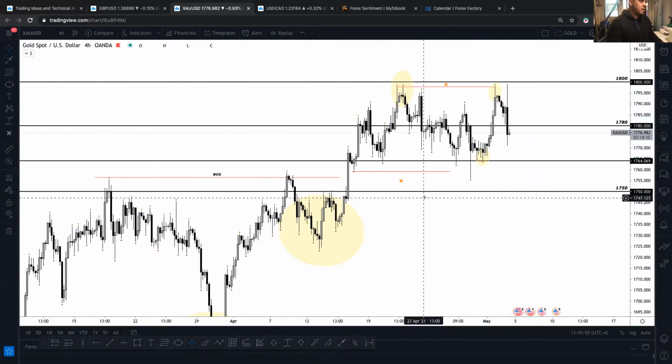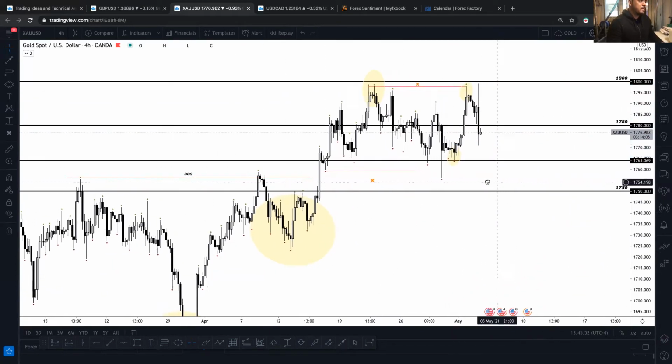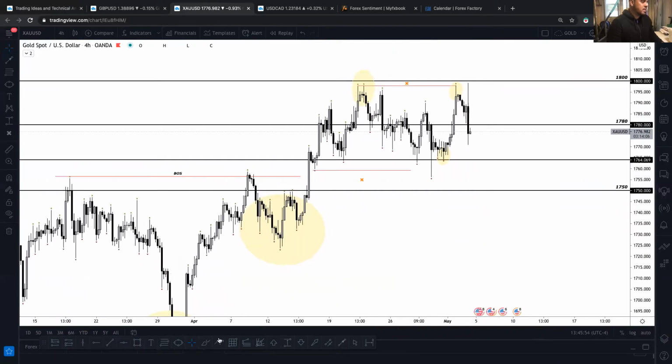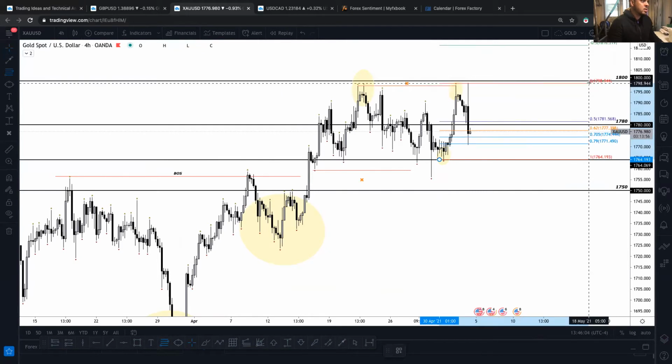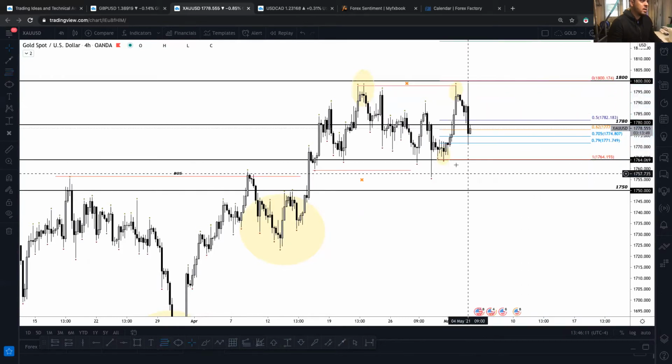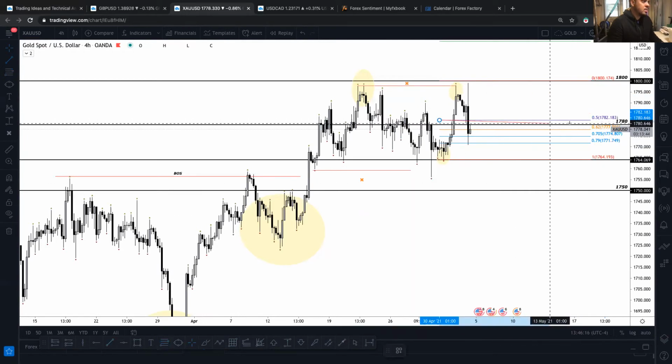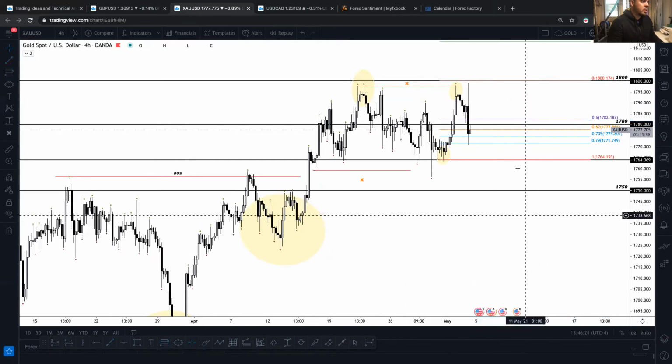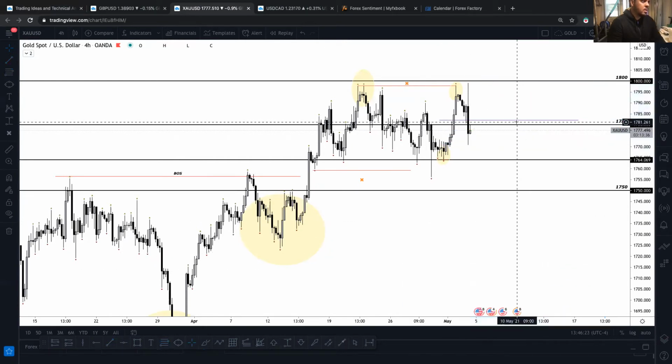Now that I'm on the 4-hour, I see everything very clearly. So what we need to see right now is if this low is going to be respected. So what I'm going to do now is mark the 50% of this range right here. I'm going to go to the banking level, not to the swing high. And if you see, the 50% is right here. Here's the 50% of that range. There it is, 50%.